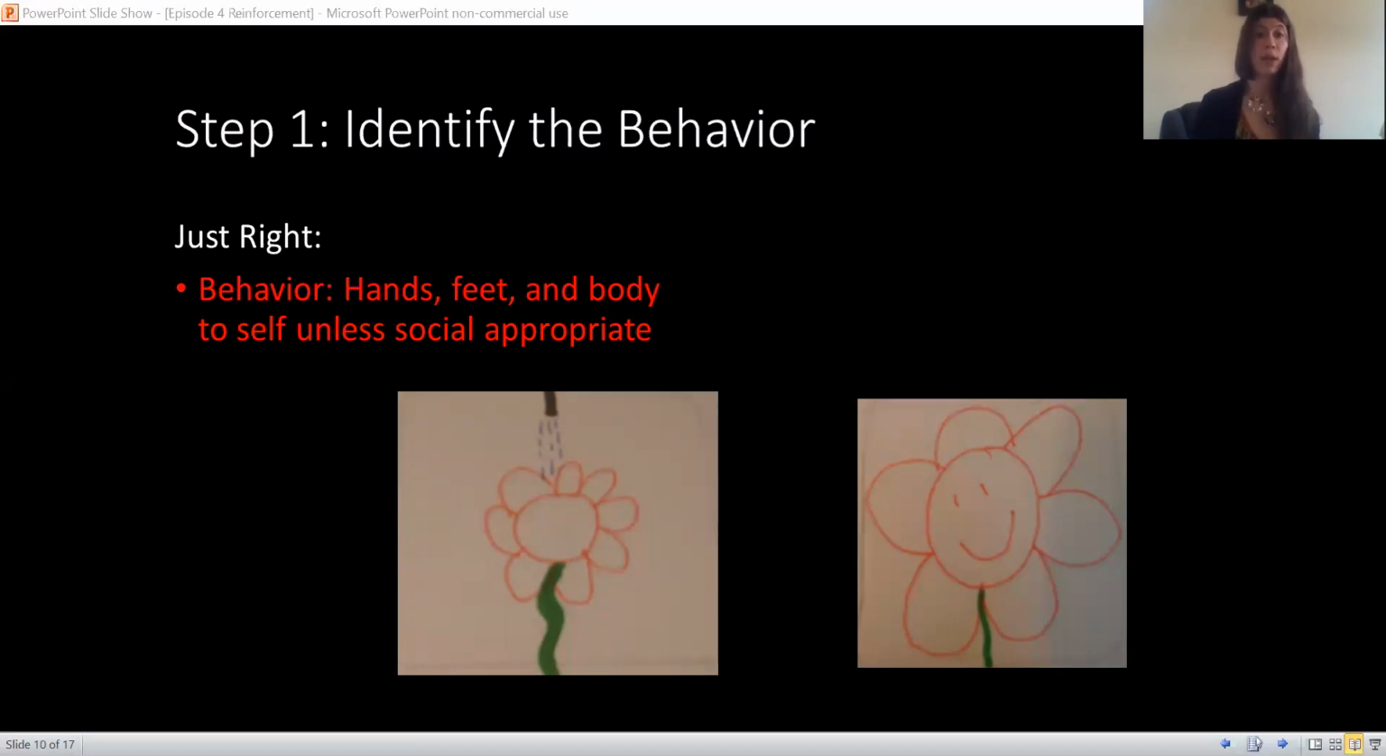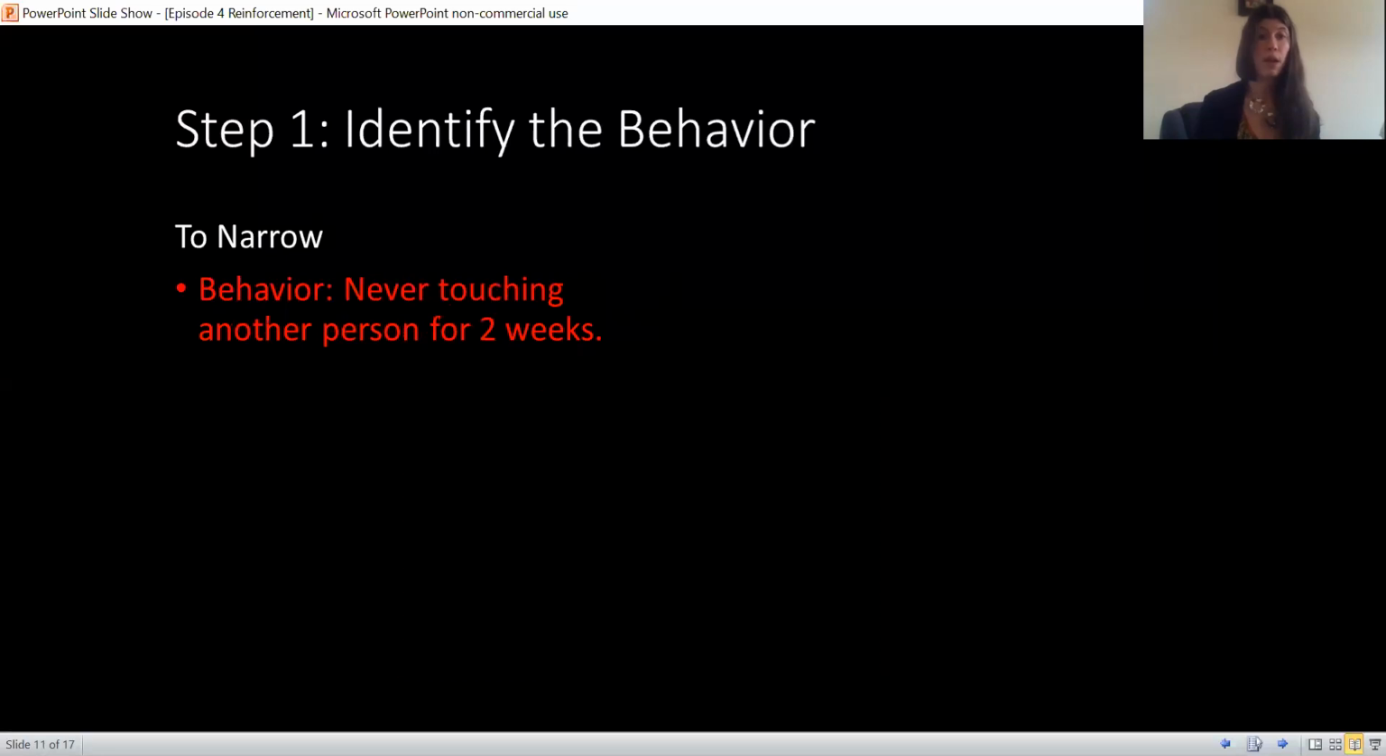Here comes the final concern with specifying and describing a behavior. You need to describe and identify a behavior that your kiddo can do. If you pick a behavior that your kiddo is not engaging in now, there's no way that they're ever going to earn that reinforcer. And if they don't earn that good thing, why bother trying?